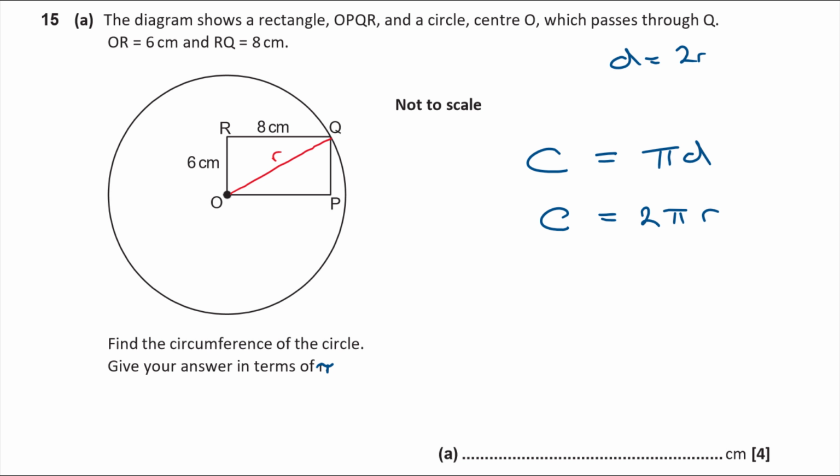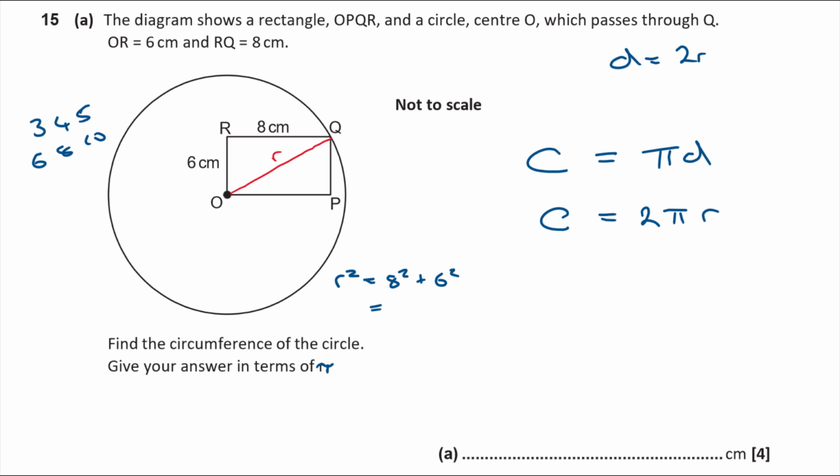And r is the diagonal of that rectangle. So I can work out the length of r using Pythagoras' theorem. I should know that r squared, the longer side of a right angle triangle, is the square of the other two added together. So 8 squared plus 6 squared. Now I already know the answer to this. It's 10 because I know my Pythagorean triples, which are like 3, 4, 5, and any multiples of 3, 4, 5. So 6, 8, 10 is the next one. So I can see I've got 8 and 6, so I know then that r is going to be 10.